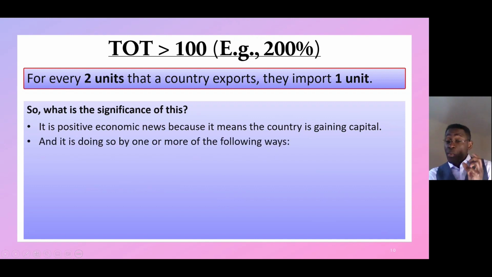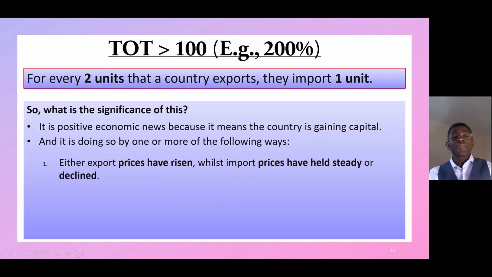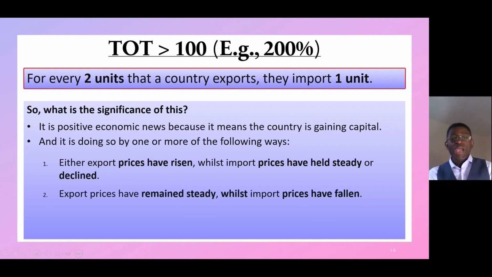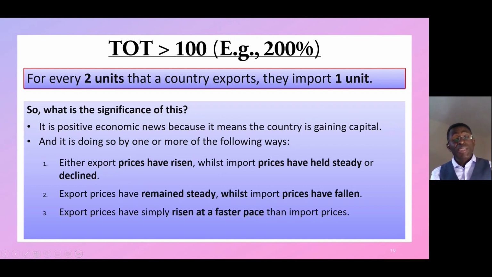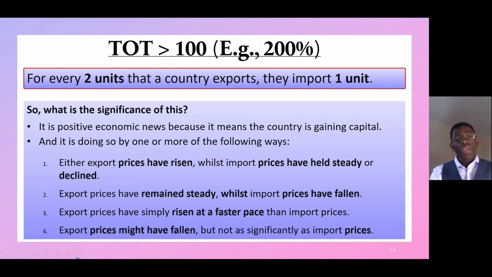And it is doing so by one or more of the following ways. Number one, export prices have risen, whilst import prices have held steady or declined. Two, export prices have remained steady, whilst import prices have fallen. Three, export prices have risen at a faster rate than import prices. And four, export prices might have fallen, but not as significantly as import prices. In other words, they have both fallen, but import prices have fallen much further than export prices.